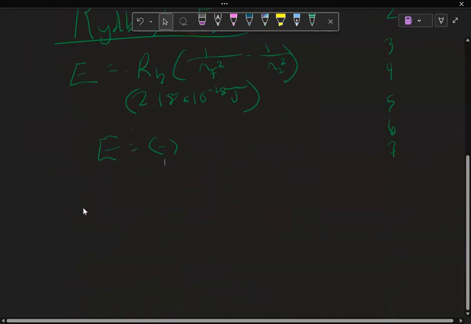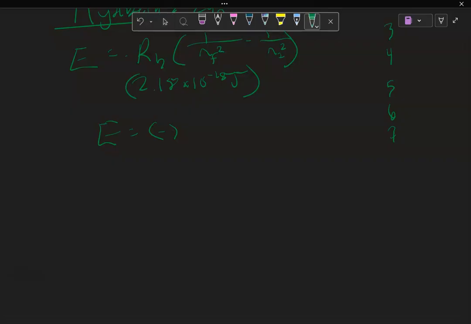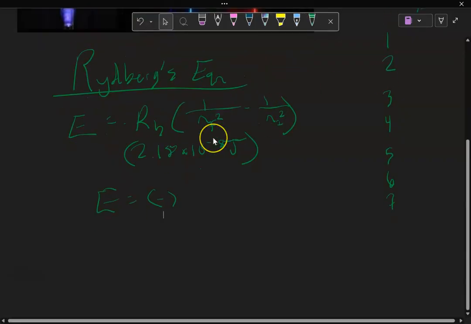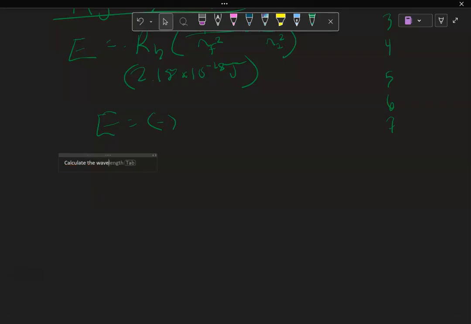All right. So now going along with this, we can calculate the energy using either of these two equations, but the ultimate goal here is to calculate the wavelength for each transition being studied in the Bohr's model.